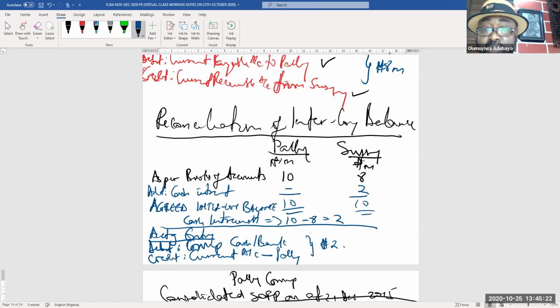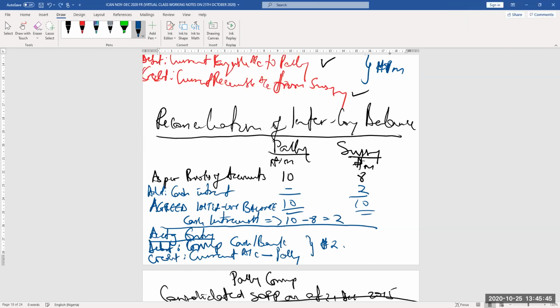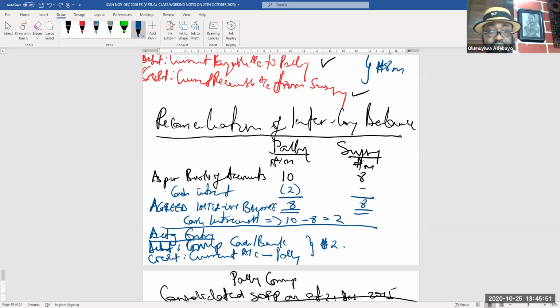Which means I can now come back here and eliminate what? 10. Whether it is 8 you agreed to, or it is 10 you agreed to, the two amounts will still be cancelled out. And that's why where you adjust it against, either in the books of Pali or Susie, does not matter because everything will still cancel out. Does that make sense, please? Yes, sir. Okay. Let me return back to what I did earlier.